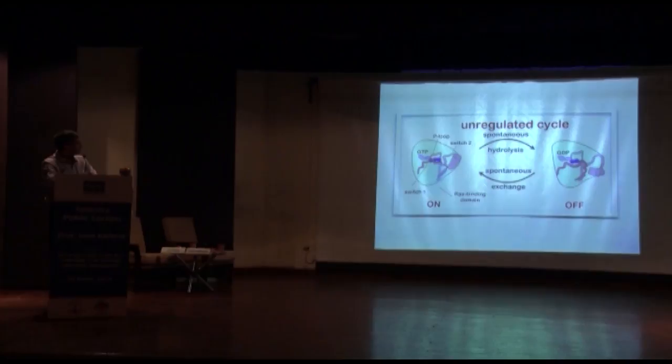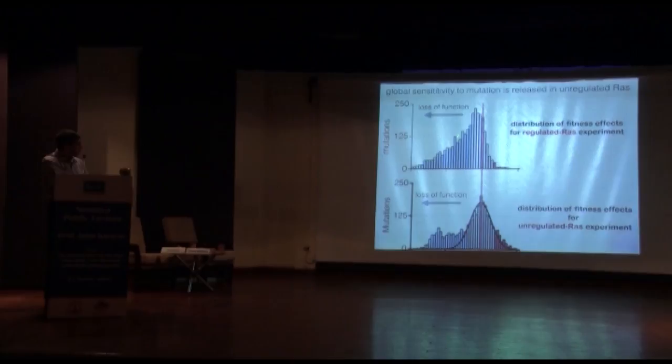But the other experiment we did was to remove those regulators. So this is RAS just sitting quietly in a cell, if you like, without any action from the receptors. And it will by itself switch on and switch off and run. What happens? When we look at the mutational sensitivity, it's actually dramatically different. And you can see that in the histogram. So this is when the regulators are present. This is when regulators are absent.